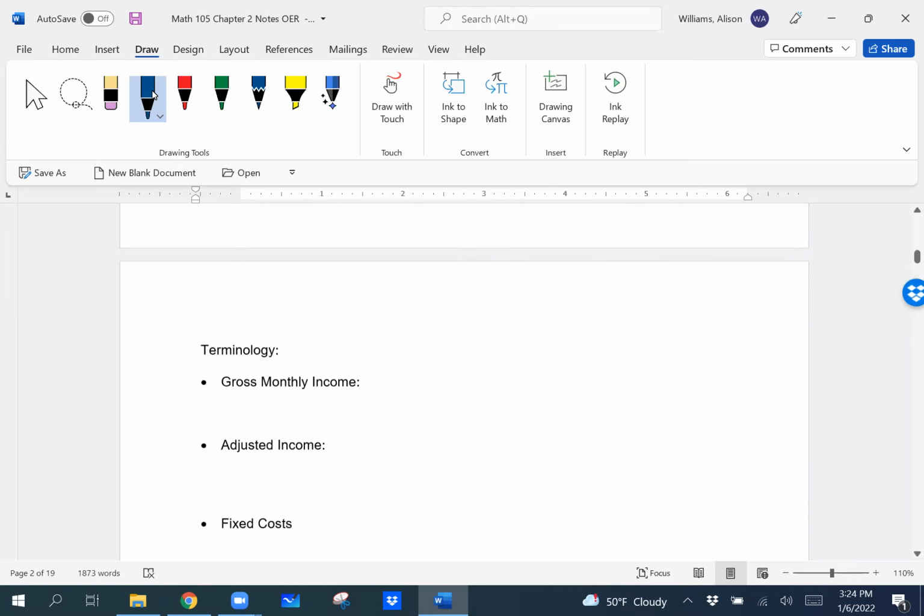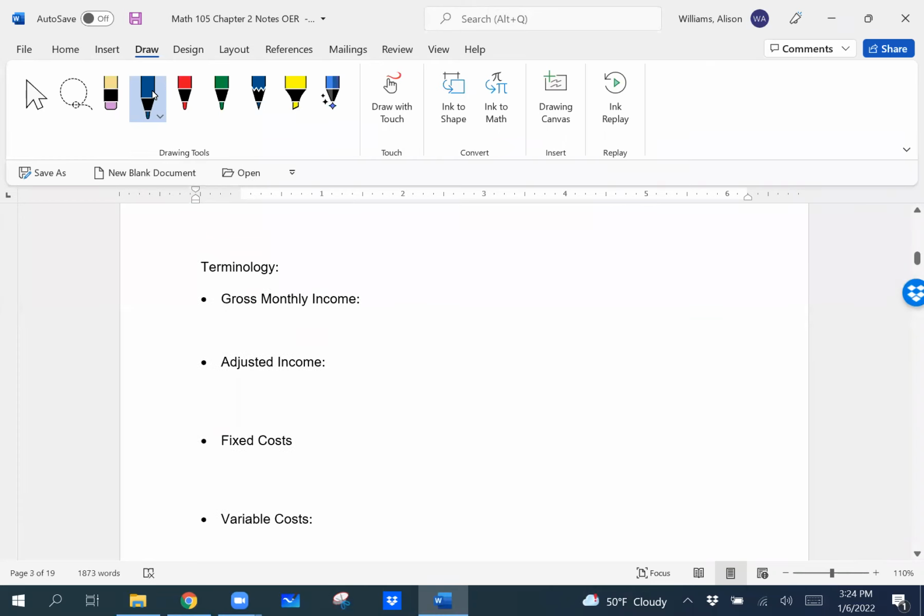Okay, so some terminology we will need to use for budgeting. Gross monthly income. This is the actual money that you're being paid from whatever company it is or your own company. It's that money that you're getting paid before taxes. So it's your income before taxes. And it's considered your earned income. It's what you've earned.